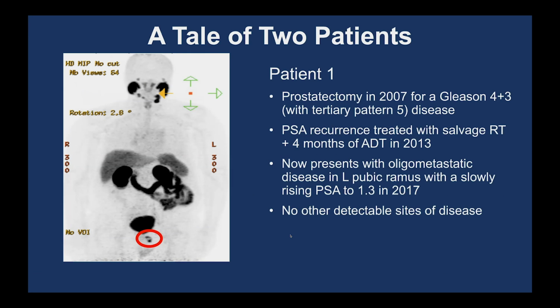And so patient one is a patient with prostate cancer who had prostatectomy, meaning surgery for removal of his prostate, in 2007. He had some aggressive disease, and the Gleason score indicates the aggressiveness of the disease. He then had the cancer come back, as evidenced by an increase in PSA, and he was treated with salvage radiation and 4 months of androgen deprivation therapy, which is a drug therapy used for prostate cancer.